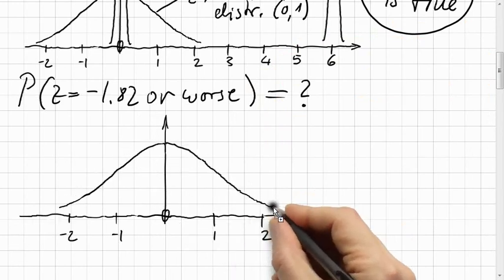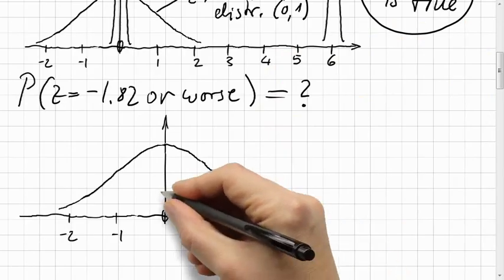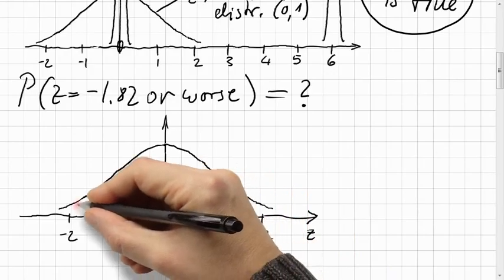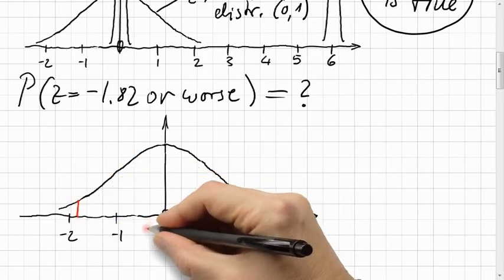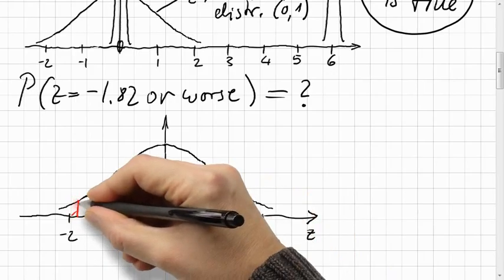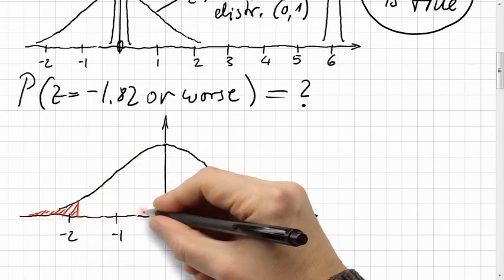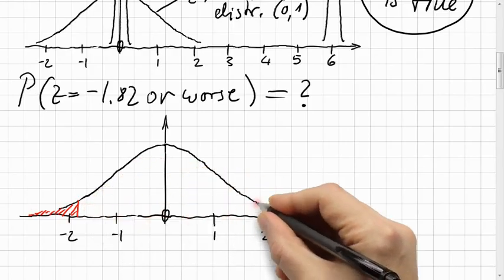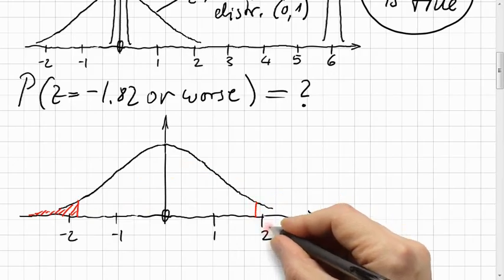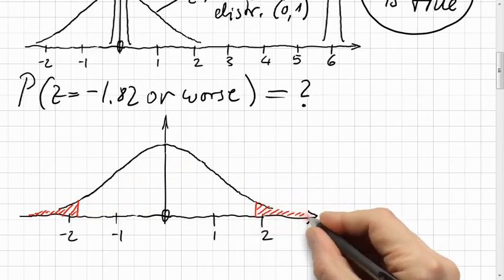Which is the standard bell-shaped curve. Our minus 1.82 is somewhere here. And we're looking for values that are even worse, so even more distant from 0. There is another group of values which are as bad on the other side. So plus 1.82 and z-values which are larger.